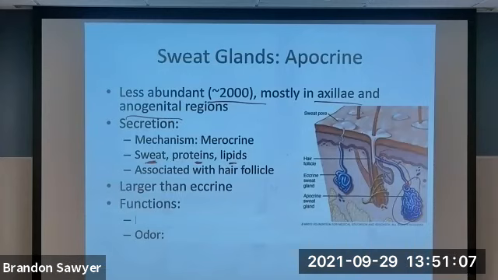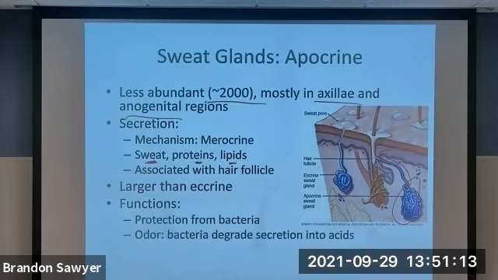Okay, they're much bigger than the eccrine sweat glands, and their function is a little bit different. They help protect us from bacteria. The odor that we smell, these are the ones that cause BO, body odor. That's because the bacteria on our skin degrade those proteins, and the byproduct of that is acidic. That typical locker room smell is the smell of the acid byproducts of breaking down those proteins.